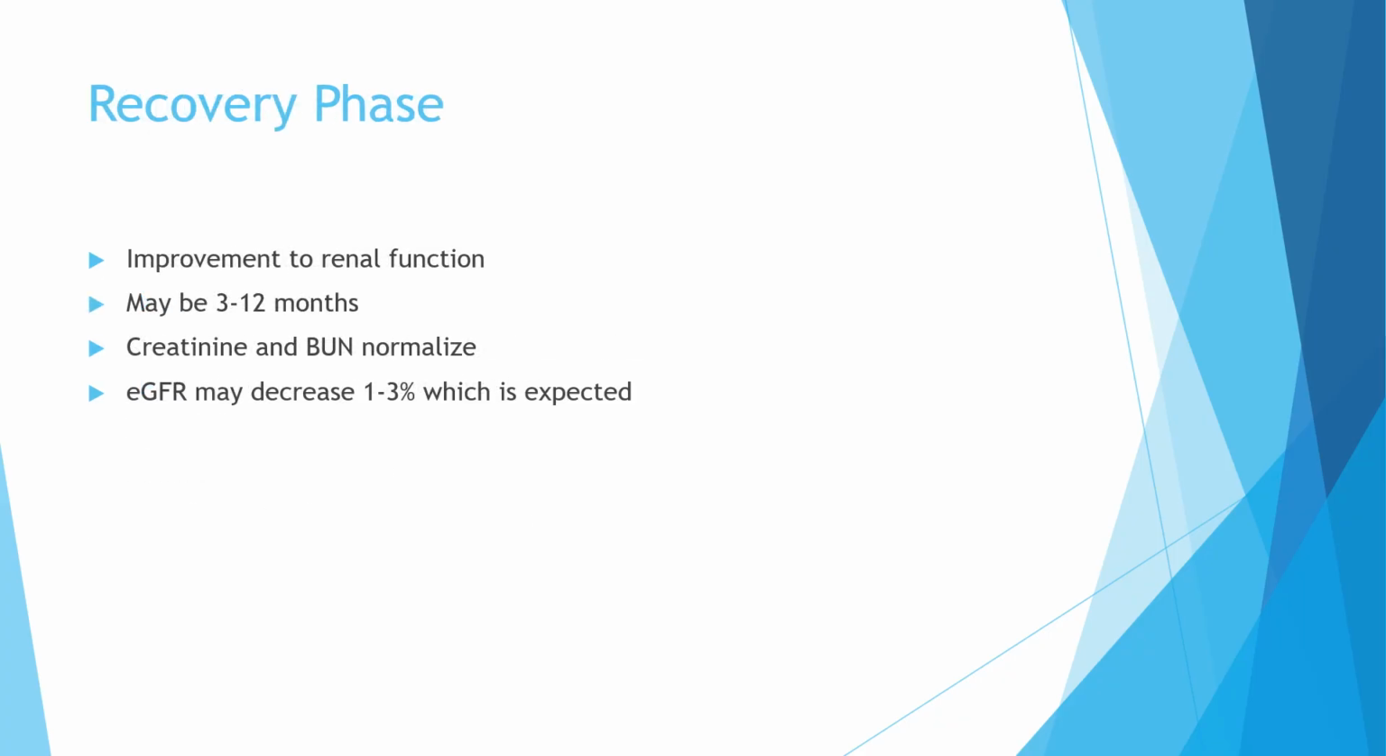Then we have our recovery phase, right? This can last 3 to 12 months. We're having our GFR slowly return to normal. Our BUN and our creatinine have normalized. When they have it normalized, it's not when we're in end-stage kidney disease. We will lose some GFR function though. It's normal to have like a 1 to 3% decrease in our functioning glomeruli after an acute kidney injury.